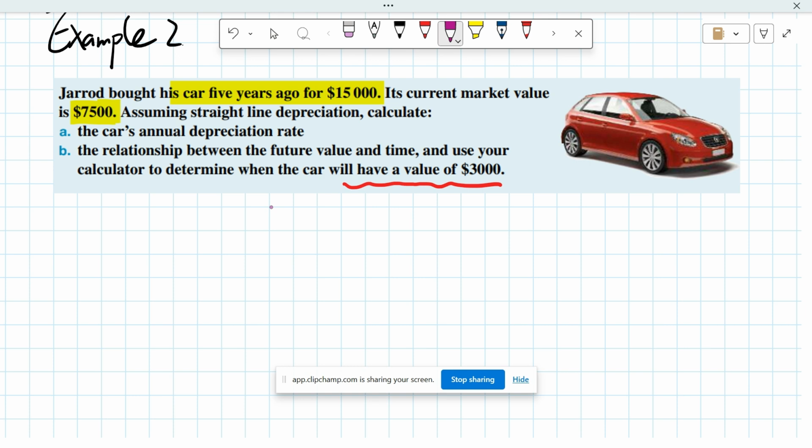All right, example 2. We have $15,000, and each year the market value will be $7,500, so we drop by half the money. Now we'll look at how to solve for the depreciation rate: rate equals total depreciation divided by number of years.